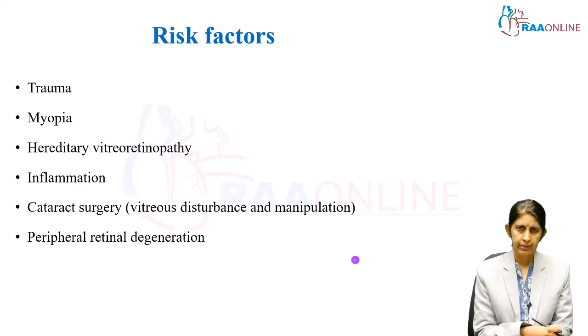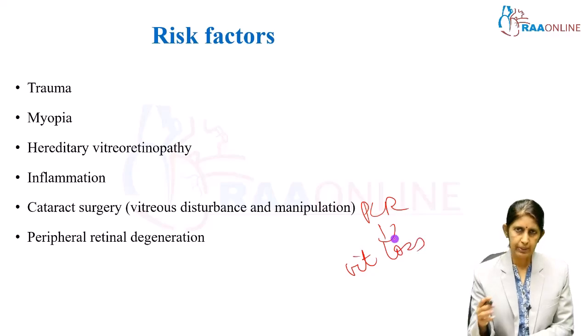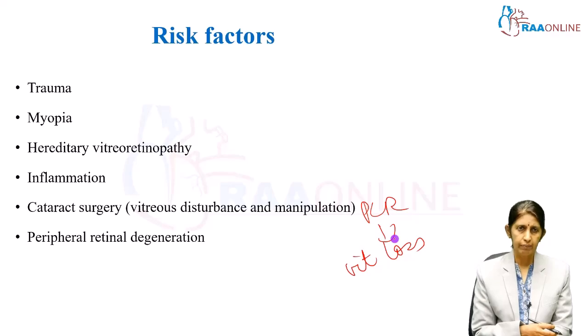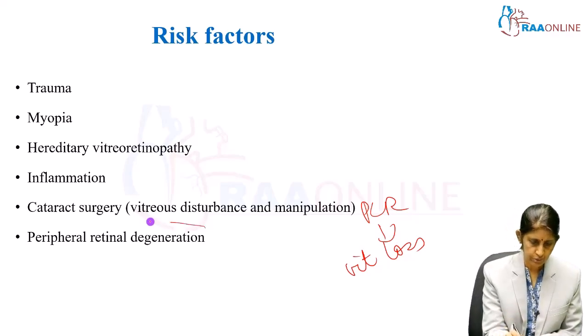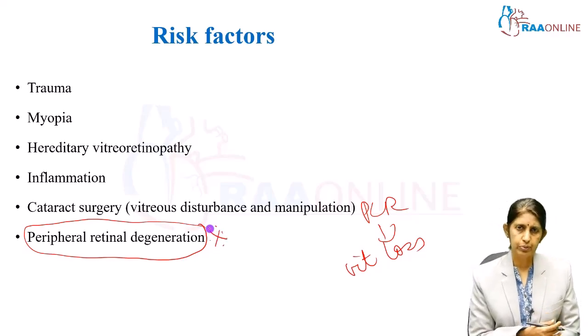Cataract surgery, when there has been a lot of vitreous manipulation during cataract surgery, such as a posterior capsular rent followed by vitreous loss, and any manipulation of this can predispose to a retinal detachment. And we have a very important term which is called peripheral retinal degeneration. So, peripheral retinal degeneration is one of the anatomical predisposing factors for rhegmatogenous retinal detachment.